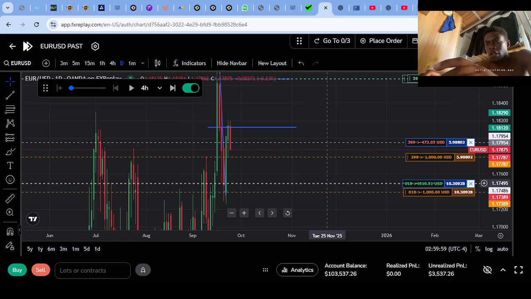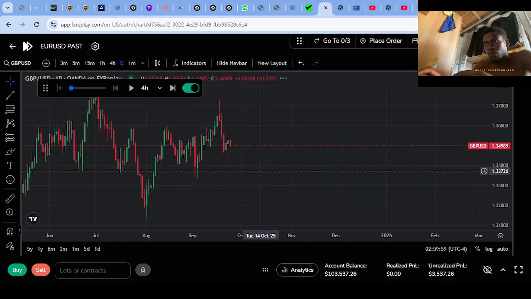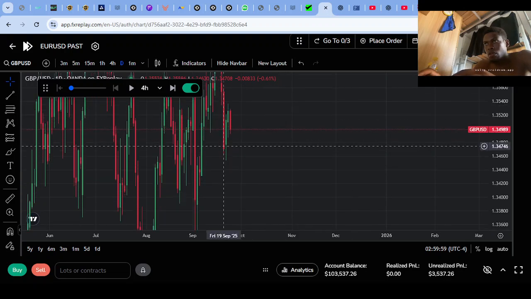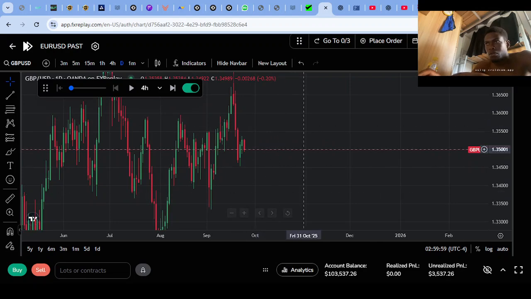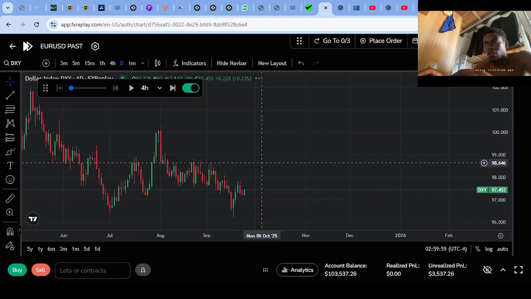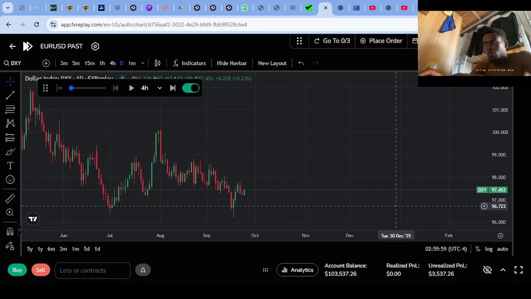We have to look out for this. And if we go over to GBP USD, we can pretty much see that this previous bullish candle was not strong. It was showing signs of bearishness, so it pretty much shows GBP USD is about to go down. If we go to DXY, price is about to go up, but either way the structure is still bearish.